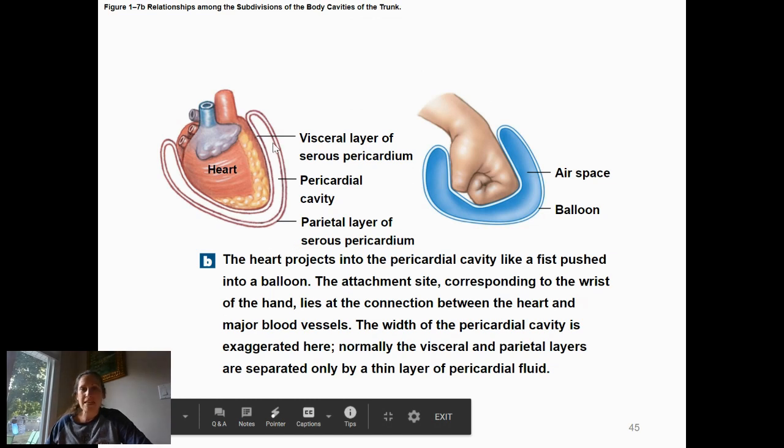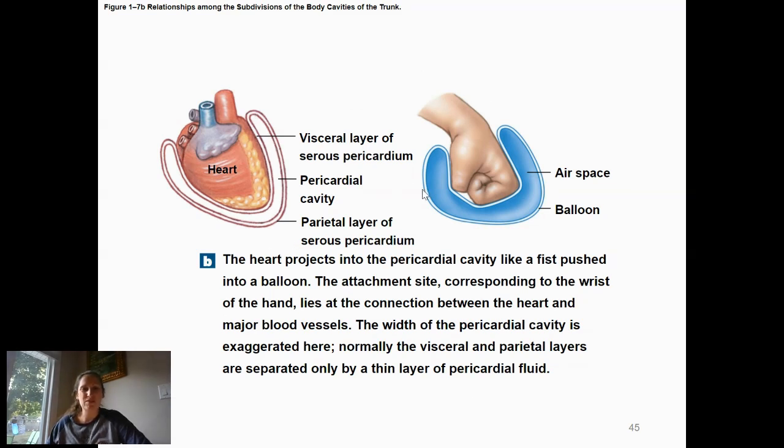Just take a look here. This was my napkin example, but your book gives you an example with a balloon, as if you were smushing down a balloon. There is your visceral layer, the layer that sits on the actual organ. And then that folds into a double layer, a second layer that's called the parietal layer, which is the layer that is the wallpaper within the body cavity. So again, creating that anchor to hold the organ in place versus it sloshing around anytime you move, shake, dance, twist, do a cartwheel.